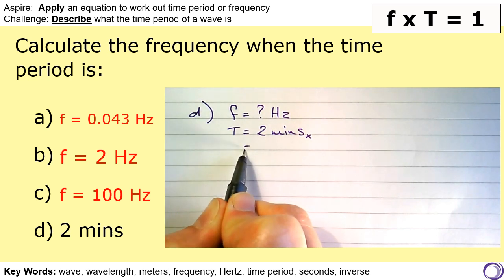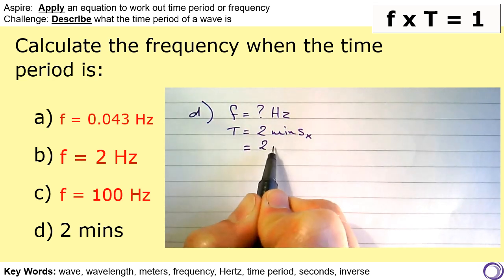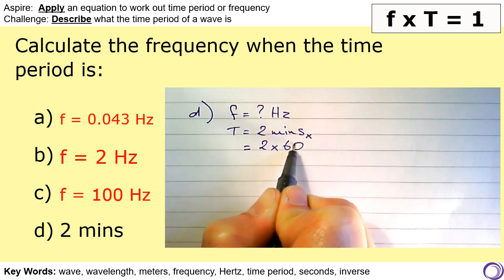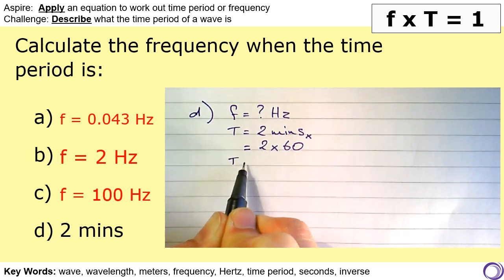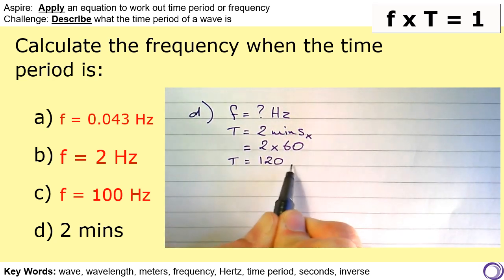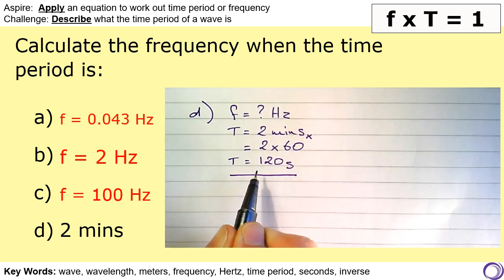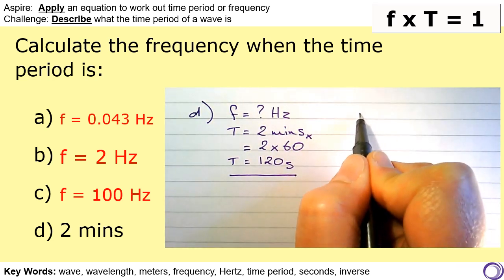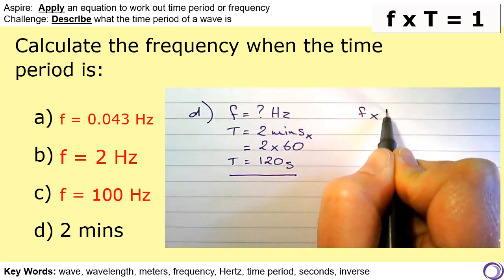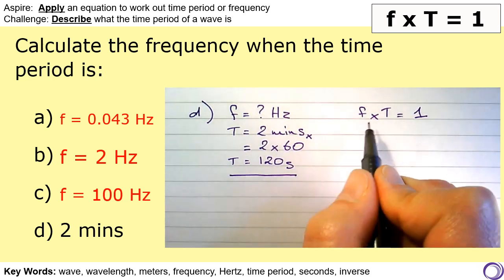Now hopefully you remember that in each minute there are 60 seconds. So I'm going to multiply 2 by 60. So my time period is 2 times 60, which is 120 seconds. So this is the number that I'm going to use in my calculation for time period. So now let's look at the equation again. So frequency times time period equals 1.